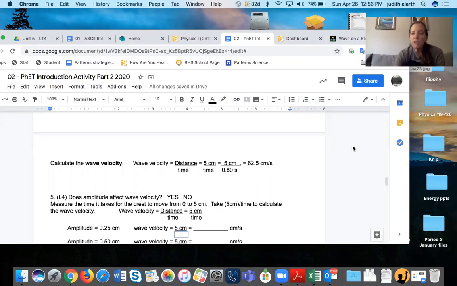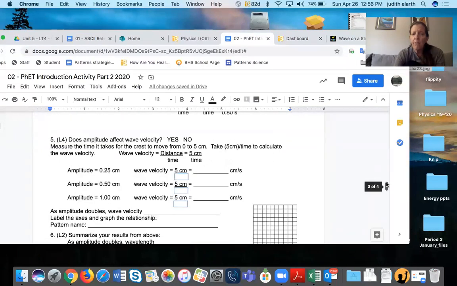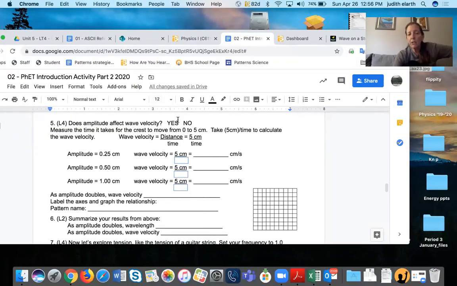So at number 5, the question is, does amplitude affect wave velocity? Tell me, either yes or no. What you're going to do is what I just did. Measure the time for the crest to move from 0 to 5 centimeters. Take that 5, divide it by the time to calculate your wave velocity. Do it with this amplitude, and you're going to have a certain time that you get. Write that time in this blue box, and then do 5 divided by time. There's your speed. Do it for an amplitude of 0.5.